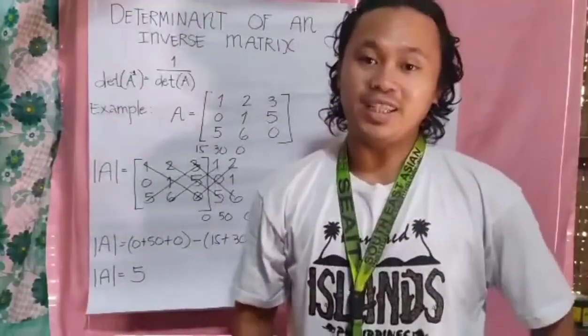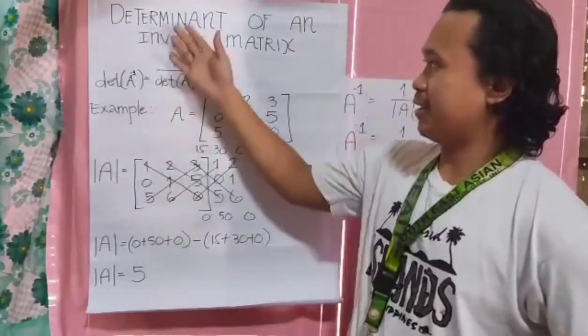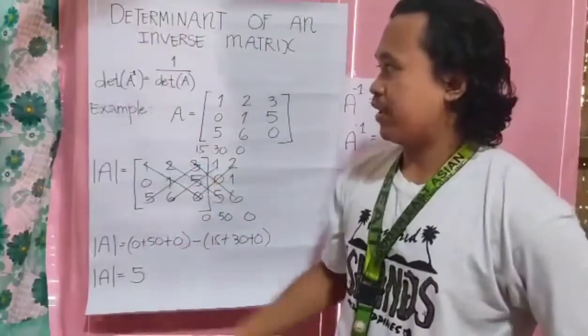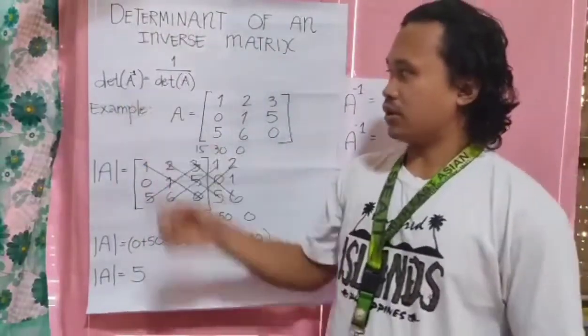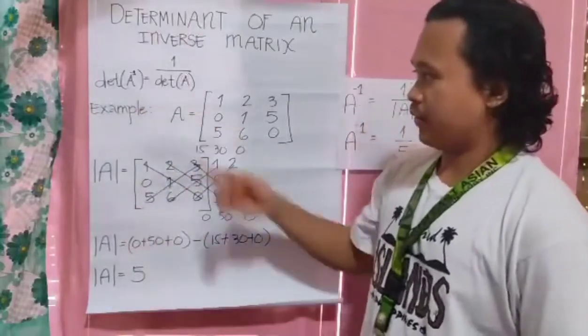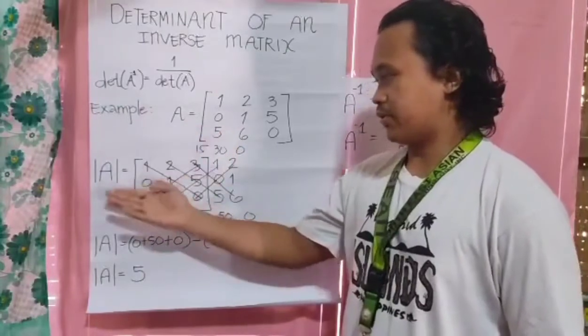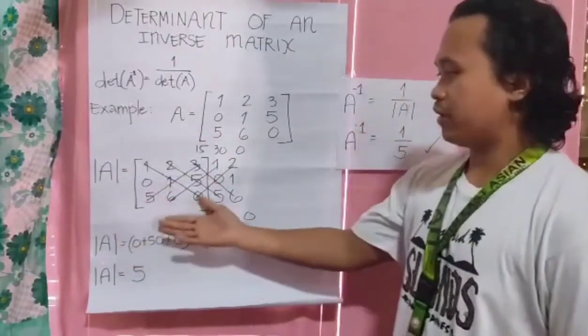Good morning everyone. Today we are having the determinant of an inverse matrix. So we have this formula: the inverse of A is equal to 1 over the determinant of A. We have this example matrix. First, in finding the inverse, find the determinant of A.